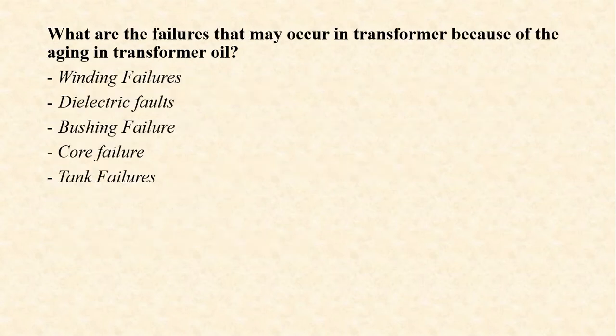What are the failures that may occur in transformer because of the aging in transformer oil? First is winding failures. Second is dielectric faults. Third is bushing failures. Fourth is core failures. And fifth is tank failures.